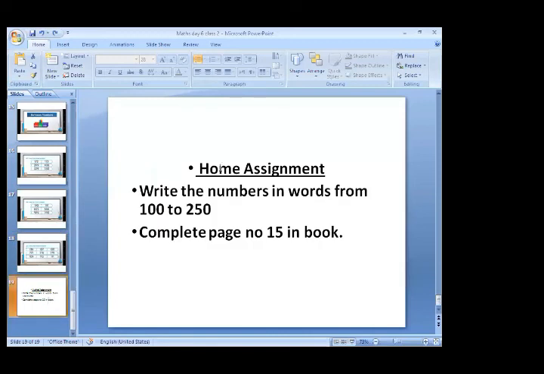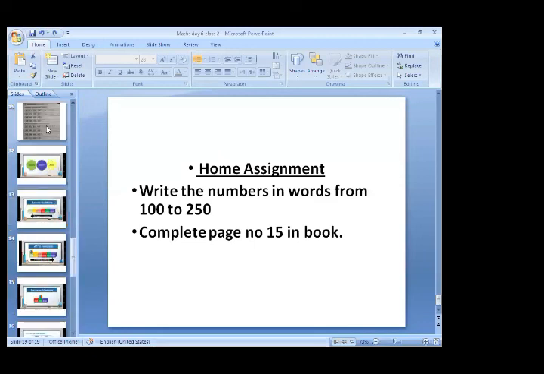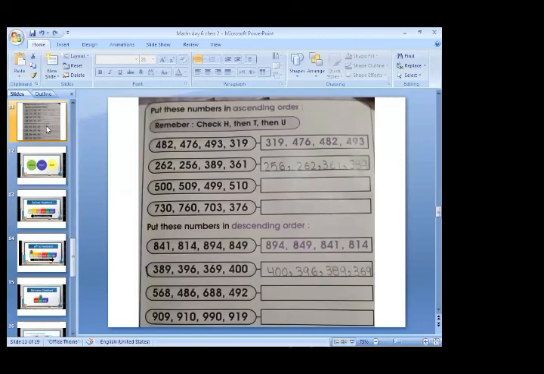This is your home assignment. Kindly note down your home assignment. Write the numbers in words from 100 to 250. And you will also complete page number 15 in the book. You will complete the remaining parts of this page.